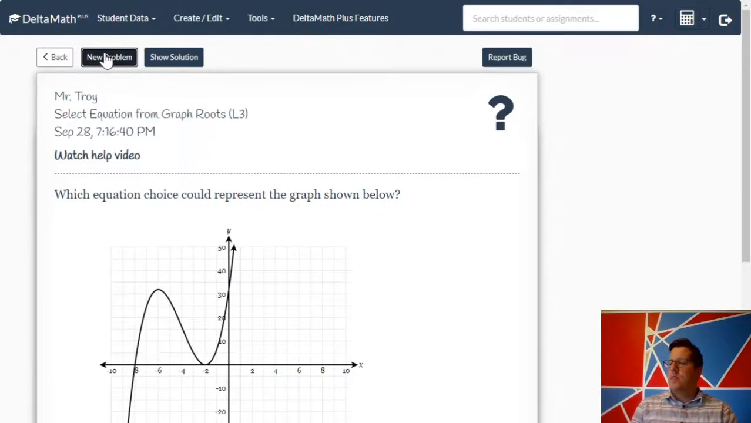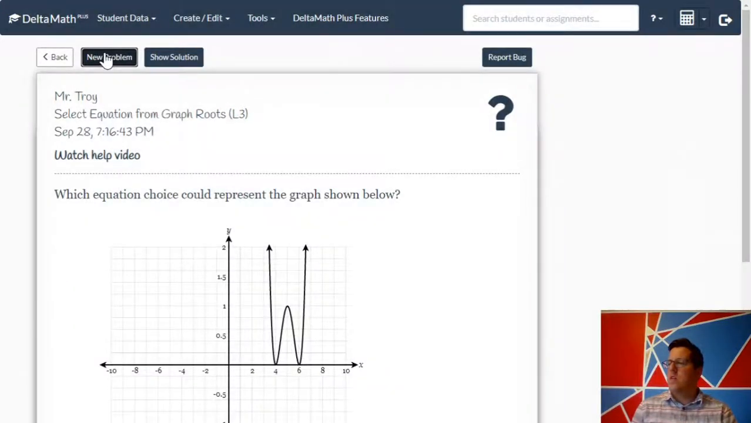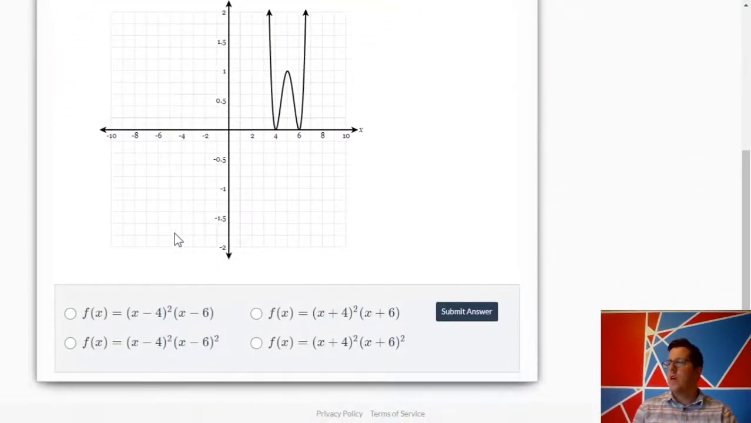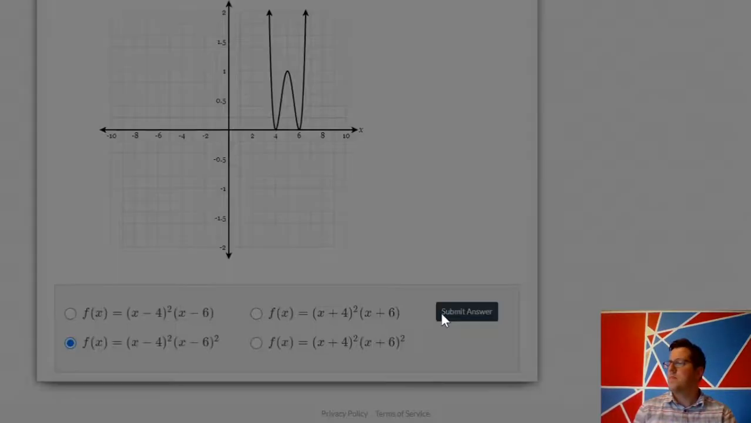I'm guessing that these are all pretty similar. Okay, well that's at least a neat graph. So x minus 4 quantity squared, x minus 6 quantity squared, because it's bouncing off the graph in both of those locations. The positive 4 would be a 0 for this. The positive 6 would be a 0 for this.